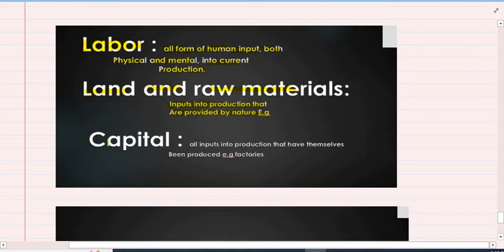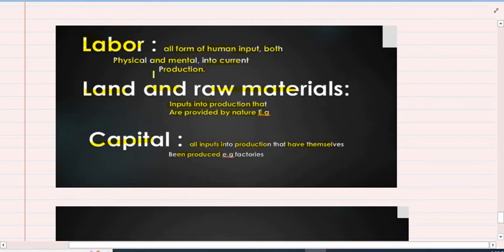The third factor of production is capital, and that means all inputs into production that have themselves been produced. The capitals are those inputs which have been produced first and then used for production, like machinery. So human resources include labor, and the labor force is limited both in number and in skills. This is what we already discussed, that human wants are unlimited but the resources are limited. So the first resource, which is labor, is limited.